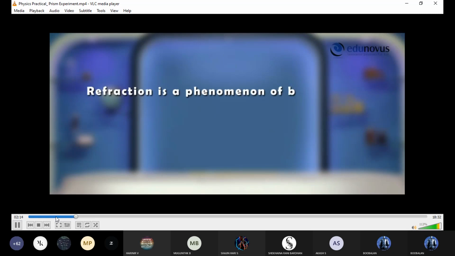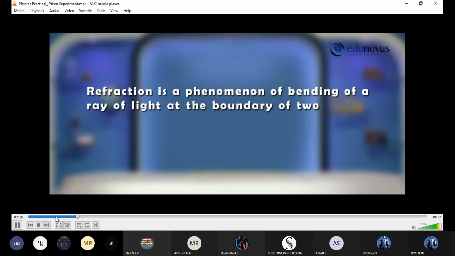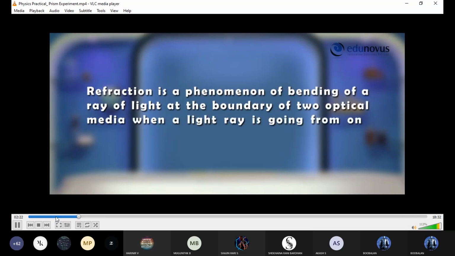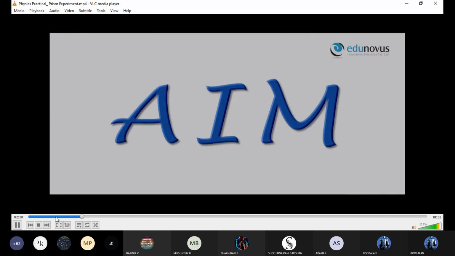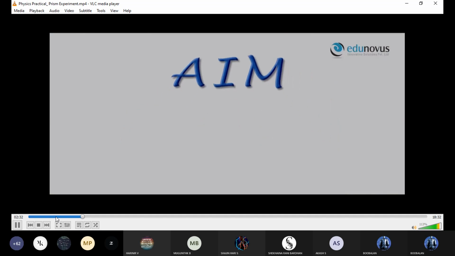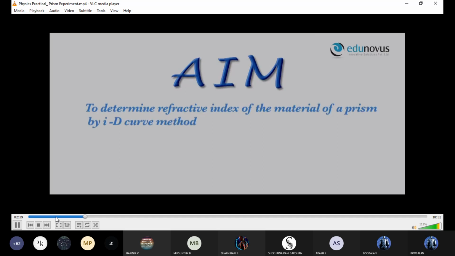Refraction is a phenomenon of bending of a ray of light at the boundary of two optical media when a light ray is passing from one optical medium to another. Aim: to determine the refractive index of the material of a prism by the i-D curve method.